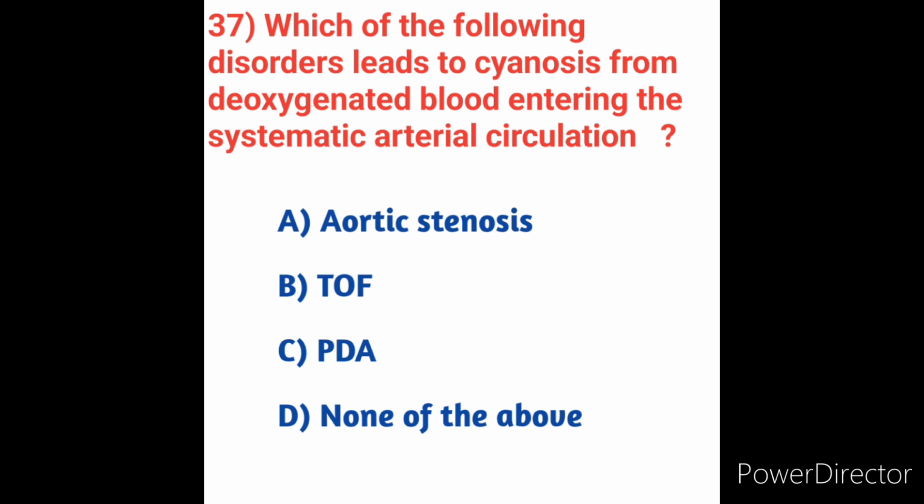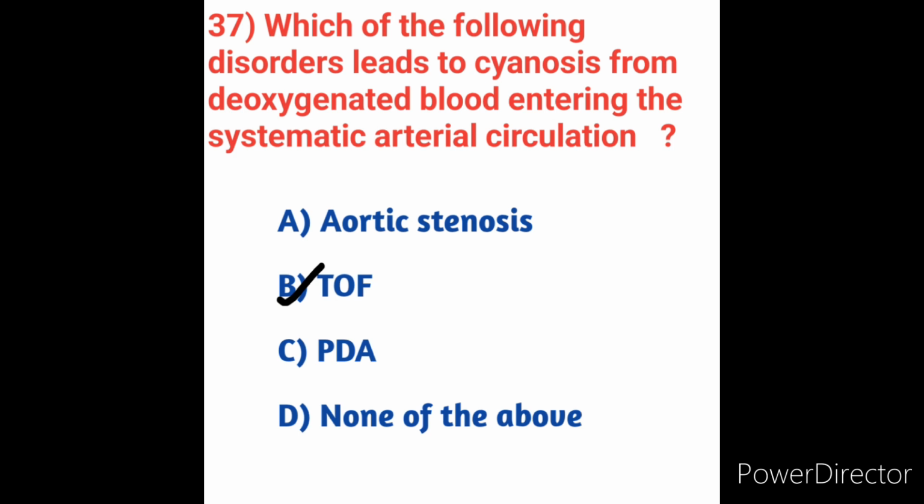Option C, what is PDA? PDA means a heart defect characterized by a problem in the heart development. So here option B, tetralogy of Fallot, is the correct answer. Due to the low oxygen levels in the blood, this leads to cyanosis. It happens when the baby's heart does not form correctly as the baby grows and develops in the mother's womb during the pregnancy itself. So here option B, TOF, is the correct answer.